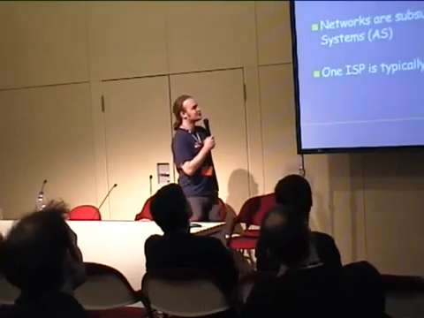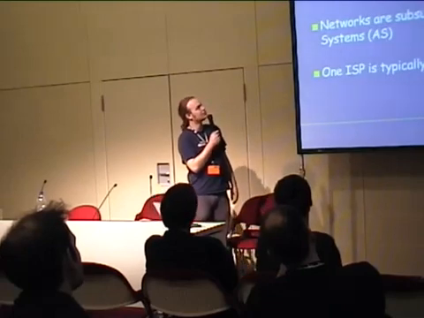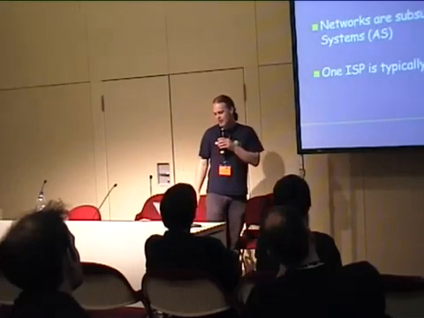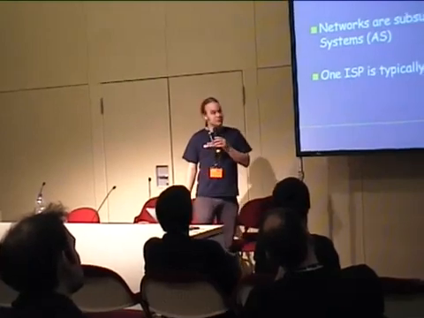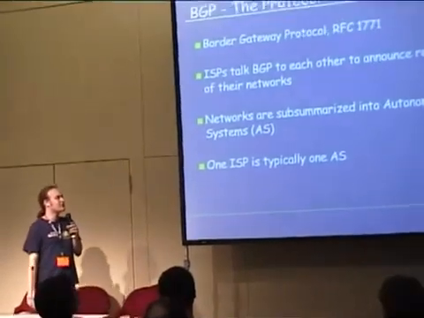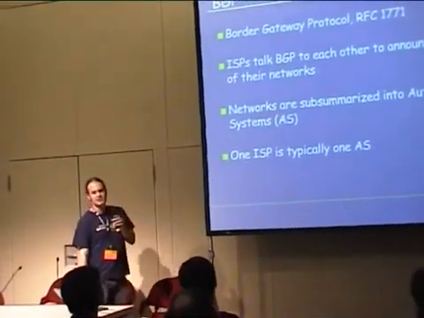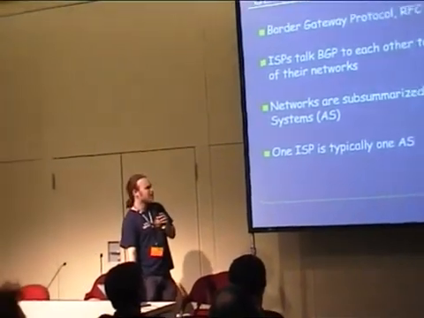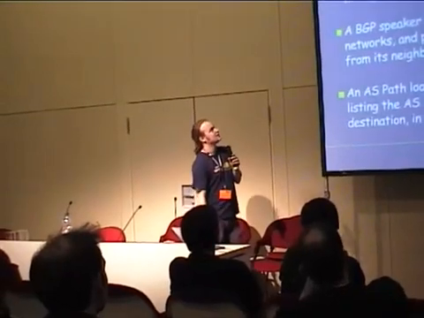I assume most of you don't know the protocol, so we're going to look at the protocol first for a bit. It's called Border Gateway Protocol. ISPs talk BGP to each other to announce reachability of networks. And networks are summarized into autonomous systems. And one ISP is typically one AS, no matter how big it is.